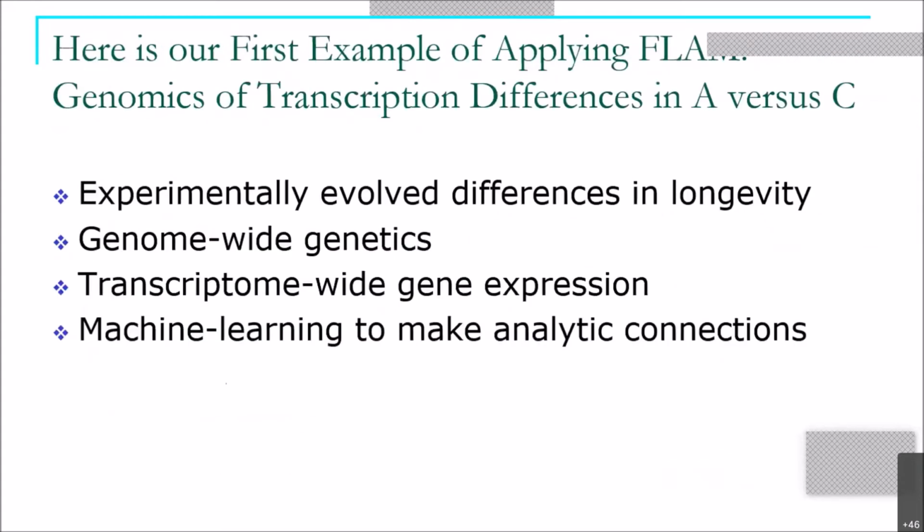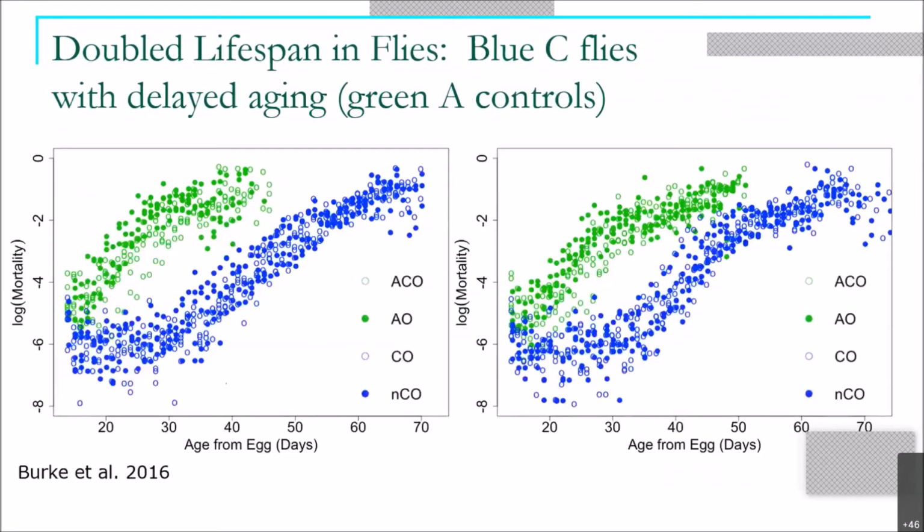So here I'm going to show you some data from a preprint where we're applying FLAM to the transcriptomic results in 20 populations called A versus C, which have evolved substantial differences in their patterns of aging. These are log mortality plots for adult mortality, where typical fast cultured or early cultured flies are shown in green. They have fast aging. Their mortality rates, even on a log scale, shoot up linearly before they hit the late life plateau.